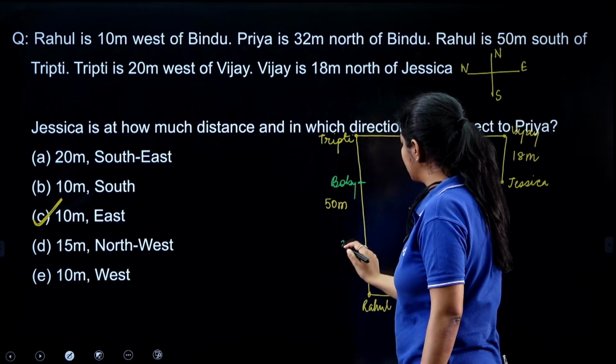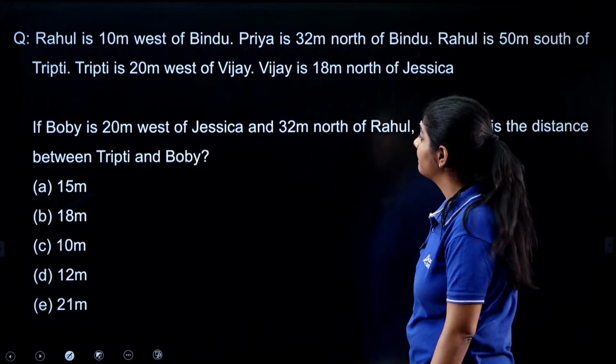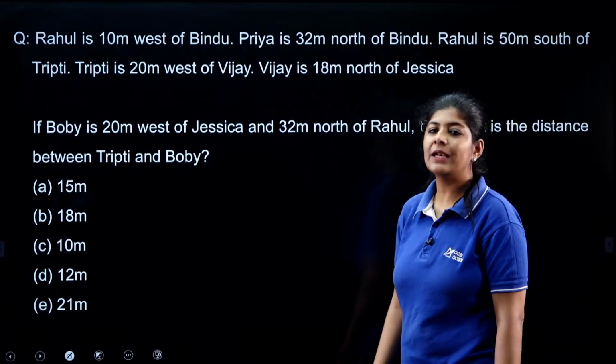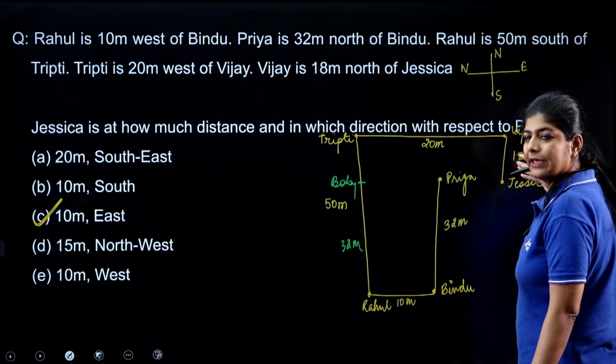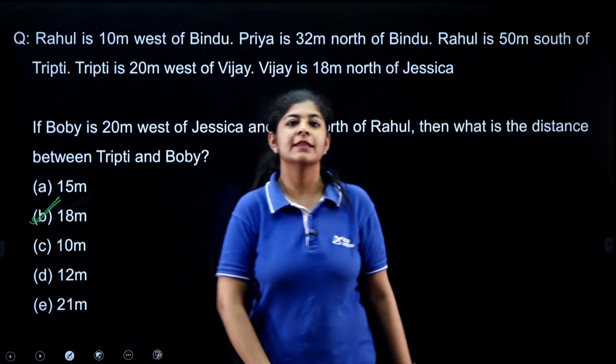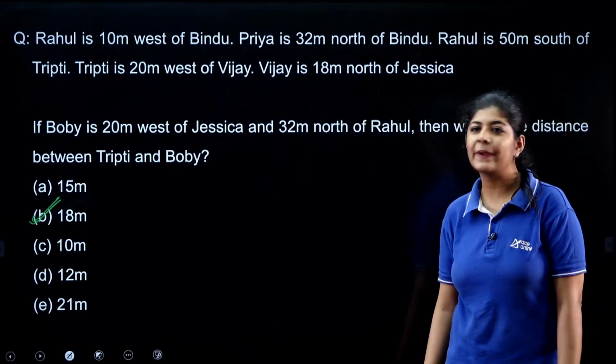Right, 32 meters from Rahul and 20 meters from Jessica. Then what is the distance between Tripti and Bobby? That is nothing but equal to the 18 meters. So the correct option over here is option number B. These questions are very easy.